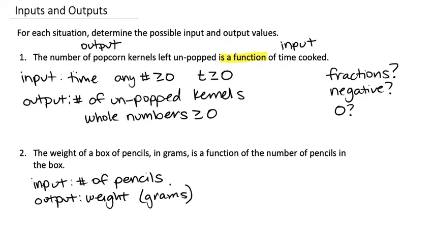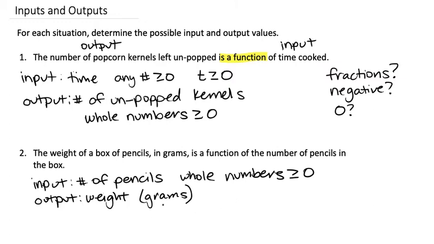Number of pencils would have to be a whole number. It could not be negative, but it could be 0. I could not have any pencils in the pencil box. So number of pencils has to be a whole number greater than or equal to 0.